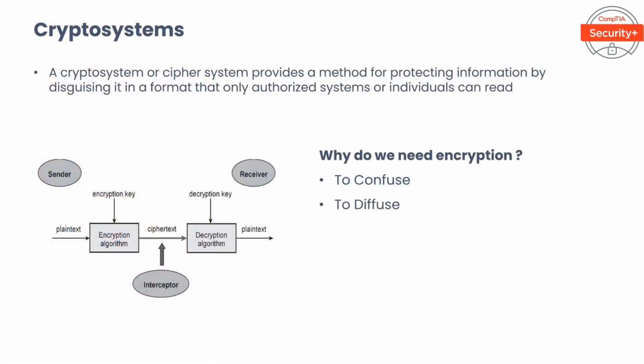So, a crypto system, or a cipher system, provides a method for protecting information by disguising it in a format that only authorized systems or individuals can read. The use and creation of such systems is called cryptography. Cryptography involves turning plain text into ciphertext, and then turning ciphertext into plain text. Specifically, encryption protects confidentiality and safeguards data integrity.